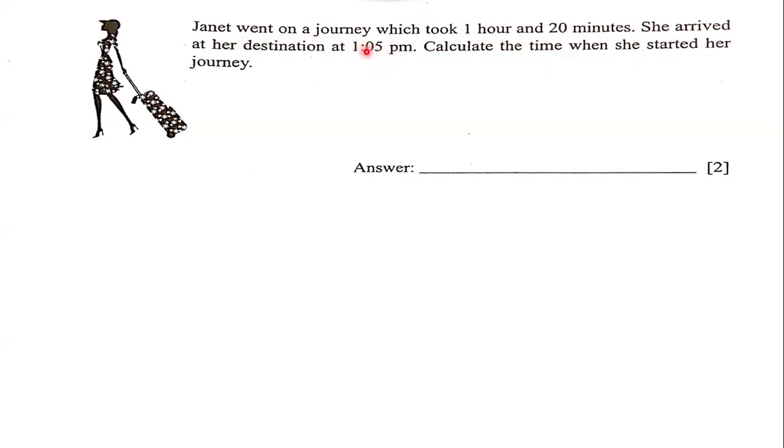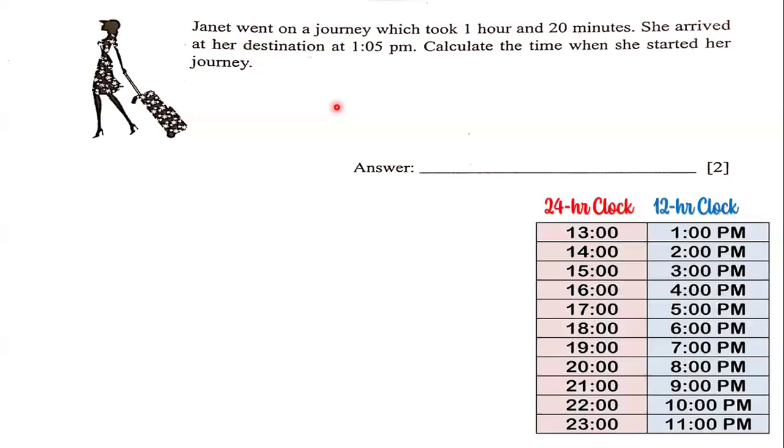We're going to take this 1:05 p.m., because it's expressed in the 12-hour clock, and express it in the 24-hour clock. So let's do that. Notice here that 1 p.m. is actually 13 o'clock in the 24-hour clock. So 1 p.m. is 13 o'clock in the 24-hour clock.